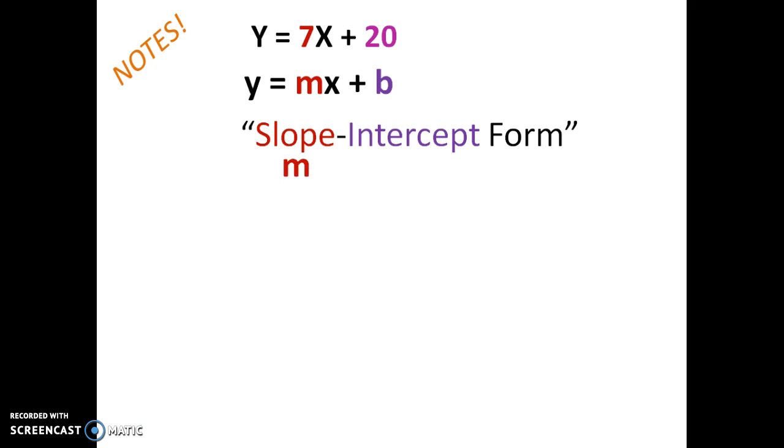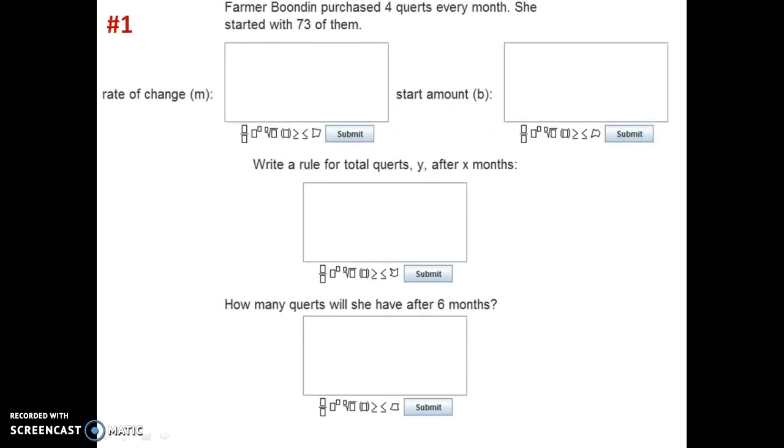And it's called the slope-intercept form because the m is what we call our slope. Slope is the same thing as rate of change. And the b is our y-intercept. So it's where we cross that y-axis. So let's take a look at a few examples here.